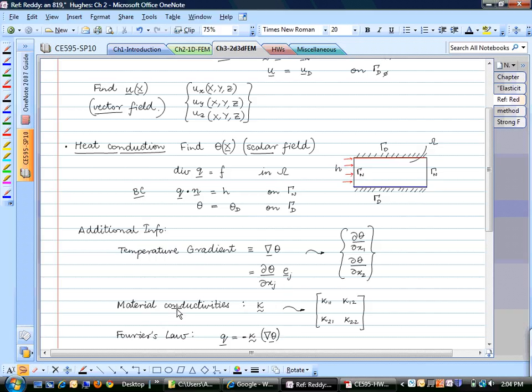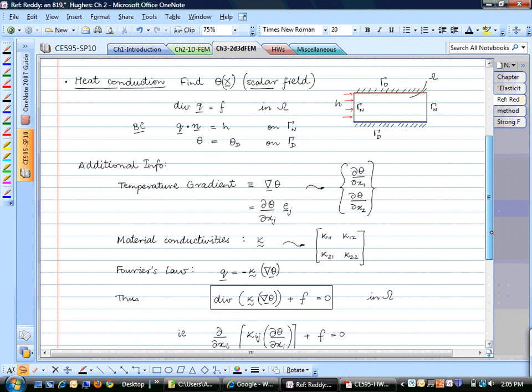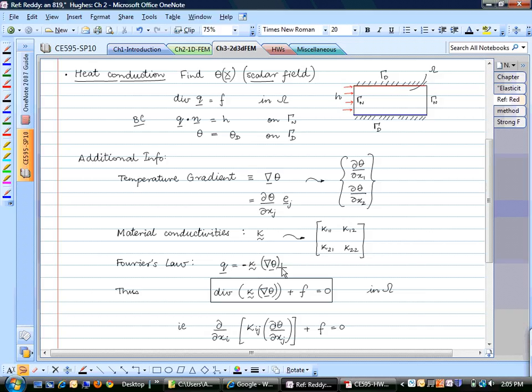So similarly, this temperature gradient is something like our strain in the structural problem. And we know that our strain is related to stress in the structural problem. So here, the temperature gradient is related to Q, the heat flux, by the material conductivity, which just measures how fast heat can transfer through the material. So that relationship is given by this.